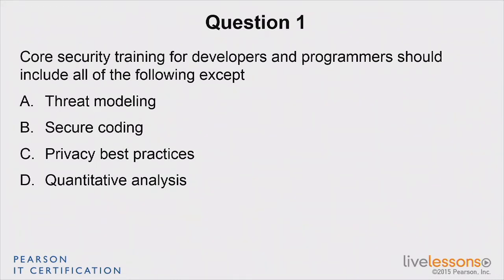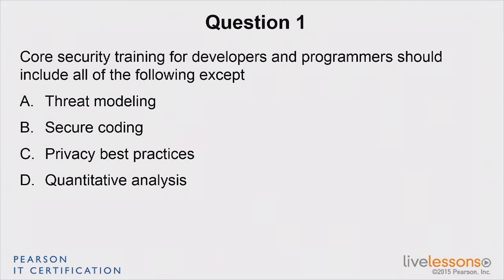Remember, threat modeling is determining what the viable threats are. Secure coding certainly is learning our best practices for secure coding. Privacy best practices is understanding privacy implications. And then a quantitative analysis is doing an analysis based on asset value, so a monetary analysis. So if we think about what our core security training for developers and programmers should be, well, we certainly want them to know about threats. We definitely want them to know about secure coding. Because they need to be concerned about privacy and security, we also want them to know about privacy and security best practices, so C, privacy best practices.